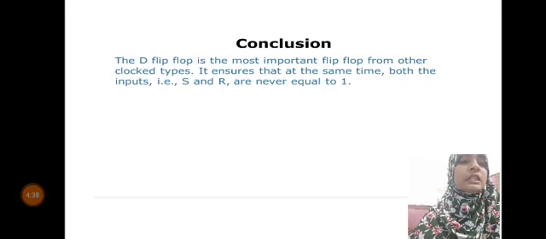This is the conclusion. The D flip-flop is the most important flip-flop among the other clocked types. It ensures that at the same time both the inputs, that is S and R, are never equal to 1.